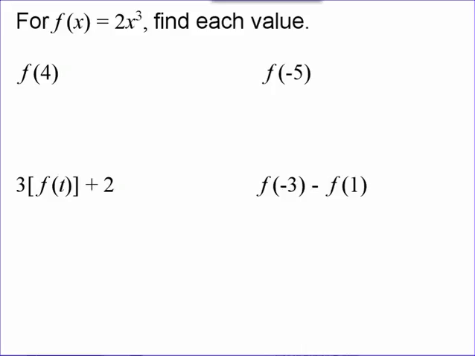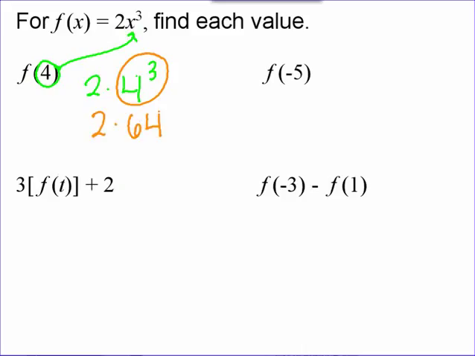F of 4. Where are you going to put the 4? Where there's an x. Now the question is, what do you do first? Do you do the 2 times 4? Or do you do the 4 cubed? 4 cubed, very good. So I'm going to do the 4 cubed. So 4 cubed, remember, is 4 times 4 times 4, which is what? 64. Okay, so 2 times 64. What's 2 times 64? 128.